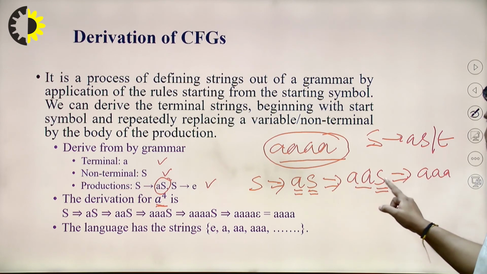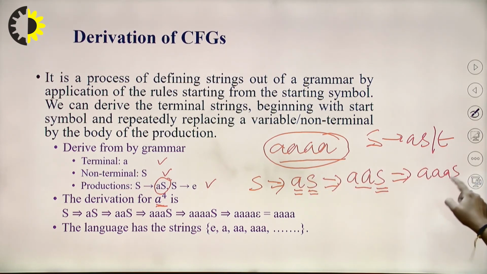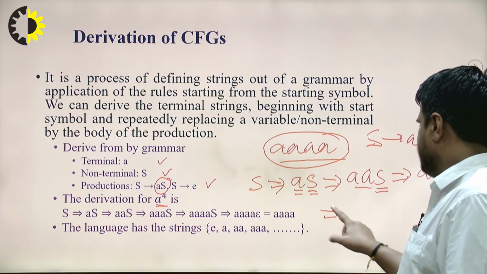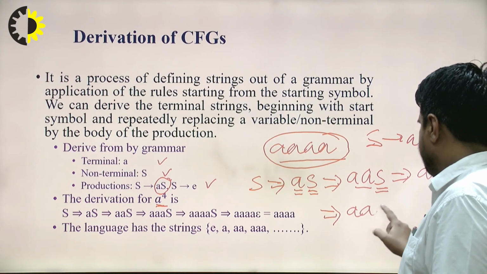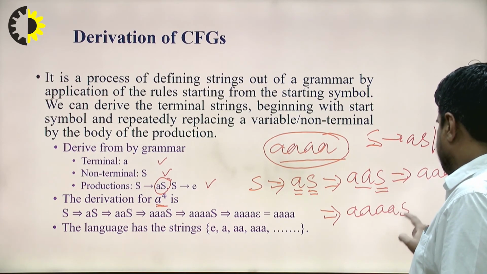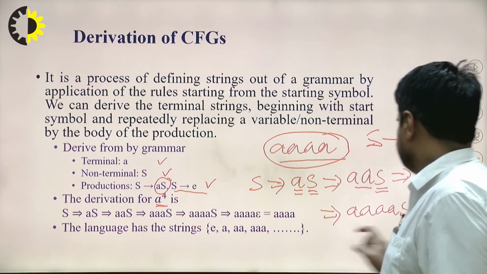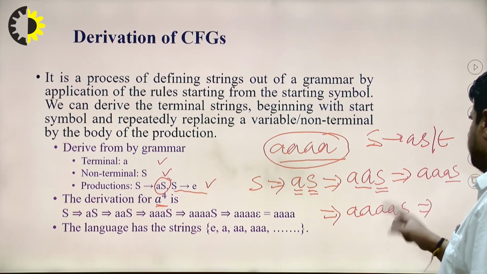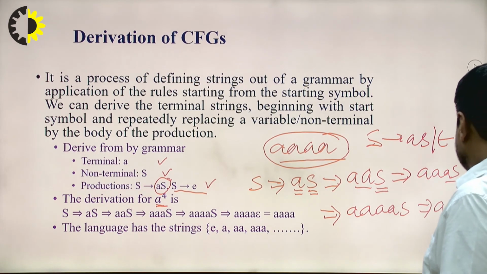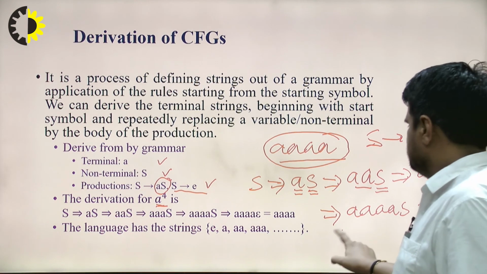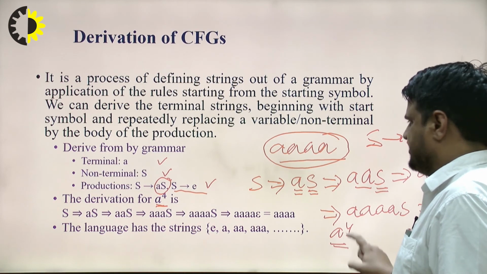So this will be aa, and S is replaced by aS, so I have written aS here. So we will get aaaS. Once again, I will replace this S by aS, so I will get aaaaS. At last, we will apply the production S tends to epsilon. So what happens? It gives us a, right? So 4 a's will be there, so a to the power 4 will be generated.